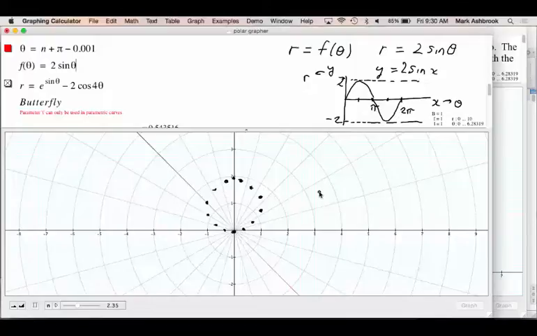So we get some kind of loop. R goes out to 2. As theta increases from 0 to pi over 2, r increases out to 2, and then decreases back to 0 as theta goes from pi over 2 to pi. It looks like some kind of loop.